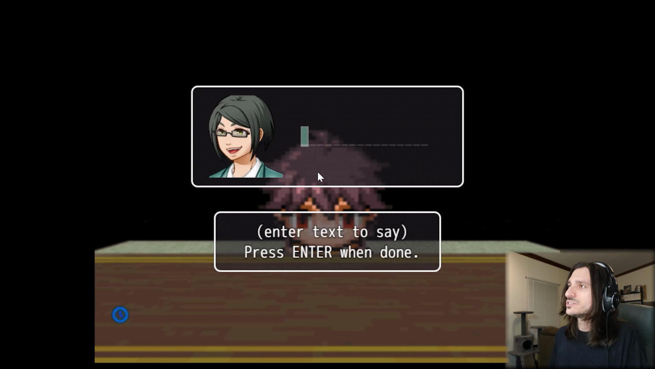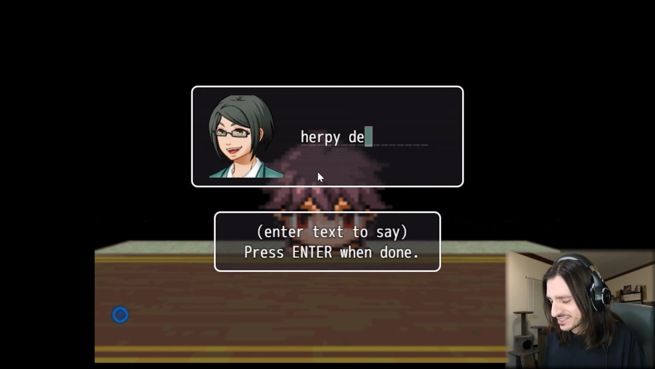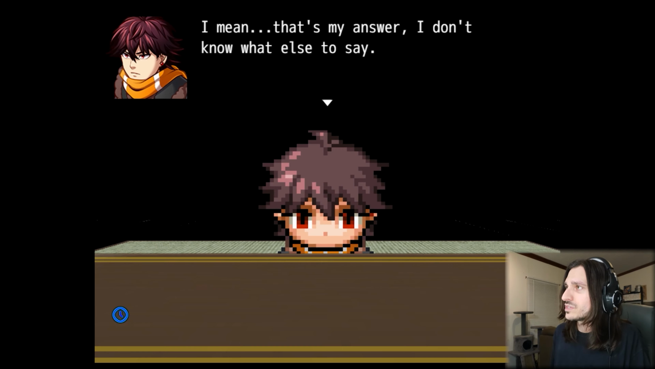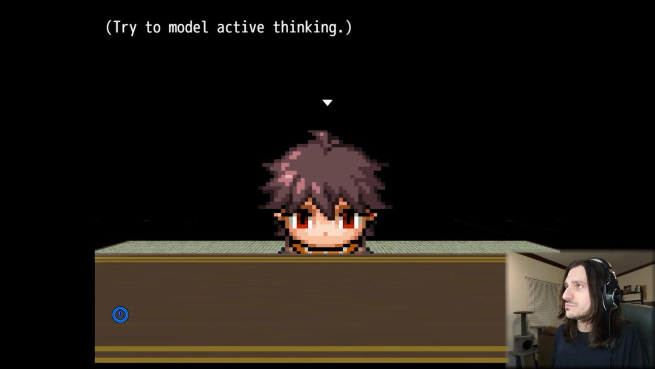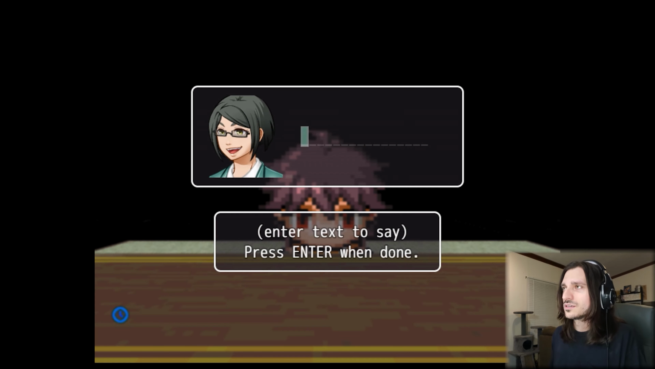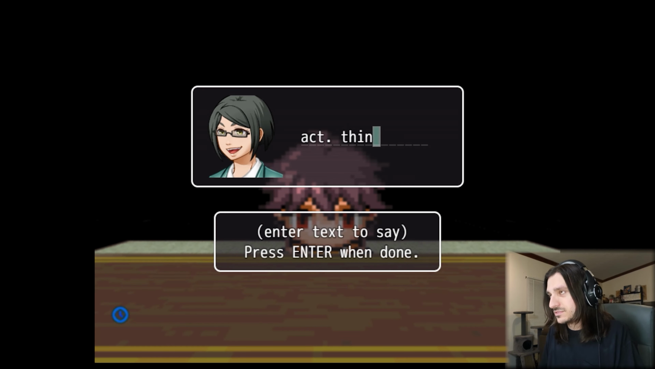Try to elicit the student's reasoning. So it doesn't matter what you say in the text box. I mean, that's my answer. I don't know what else to say. Try to model active thinking. Oh my gosh. Act, think, model.